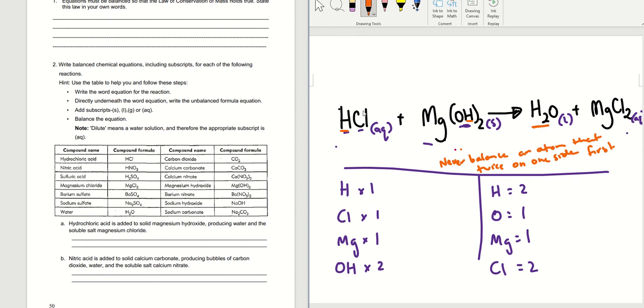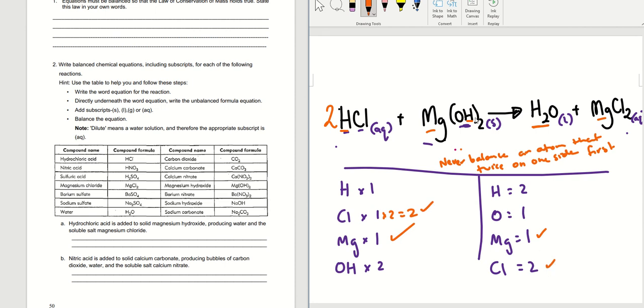So we have our chlorine here, we have chlorine here. Let's solve for chlorine first. I have two chlorines here, so I need 2 on this side as well. So I'm going to put a 2 here. So it's going to be 1 times 2. I have 2 chlorines here. Cool. Okay. Magnesium is balanced, so that's all good. So magnesium is balanced. Chlorine is also balanced.